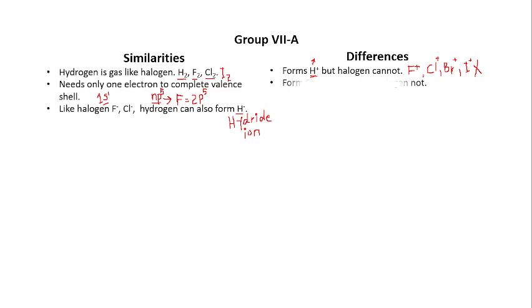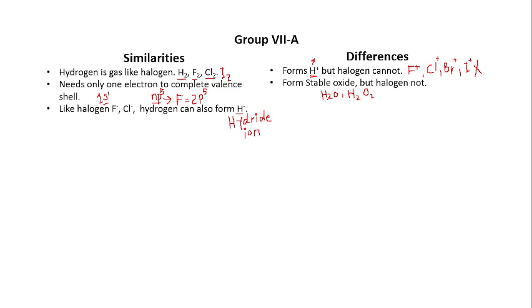The second difference is that hydrogen forms stable oxides but halogens do not. When hydrogen combines with oxygen, it forms a stable oxide. For example, H2O, water, is a stable oxide. Likewise, hydrogen peroxide H2O2 is also a stable oxide. But the oxides of halogens are not stable. It means that hydrogen and halogens also contain dissimilarities between these two groups. These are the dissimilarities, and similarities, between group number 7A and hydrogen.